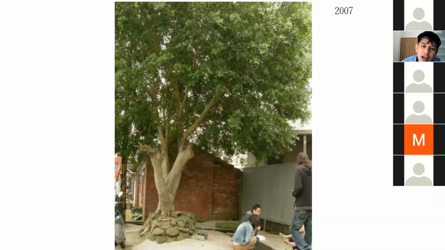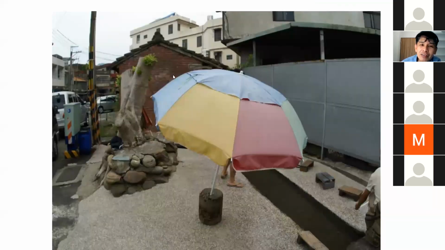Once they have the budget, and it's rare to have that kind of budget, maybe once every 5 years, to cut the tree, they just cut more. So like this, the banyan will become like this. And when they are washing, it's too hot. The weather in Taiwan is like Indonesia. It's very hot, so they get a big umbrella here to make shade.